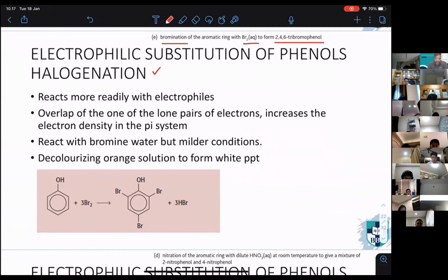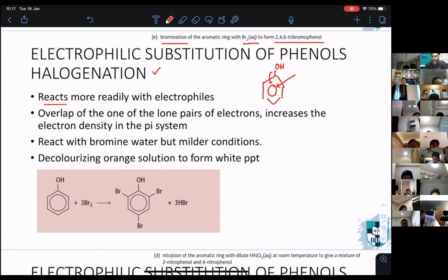So you see it reacts. What reacts more readily? Phenol reacts more readily. Why does phenol react more readily with the electrophile? Because the OH is going to donate the electron into the benzene ring. So when the OH donates the electron into the benzene ring, it increases the density of electron in the benzene ring.